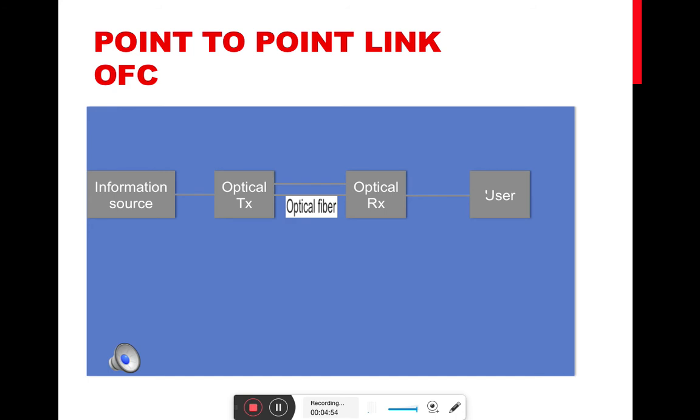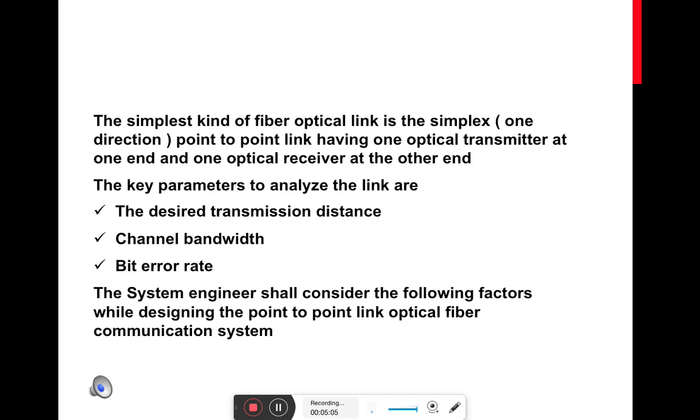This is the block diagram for a point-to-point link. As you can see, we have direct point-to-point link between each of the blocks: the information source, the optical transmitter, optical receiver, and the user. So the simplest form of a point-to-point link is a simplex. That is, the information is transmitted in one direction. So to analyze the performance of a point-to-point link, the key parameters that we use are the transmission distance, the channel bandwidth, and the bit error rate. By evaluating these three parameters, we can analyze how good is the point-to-point link communication system.